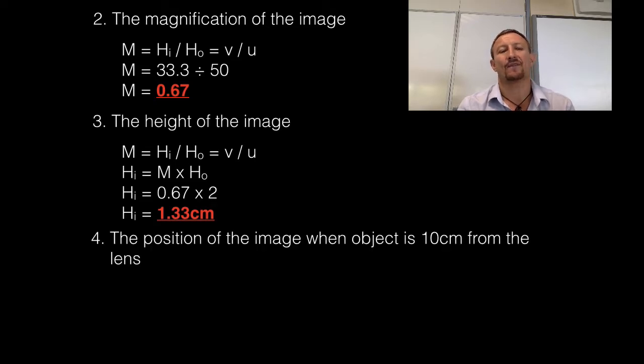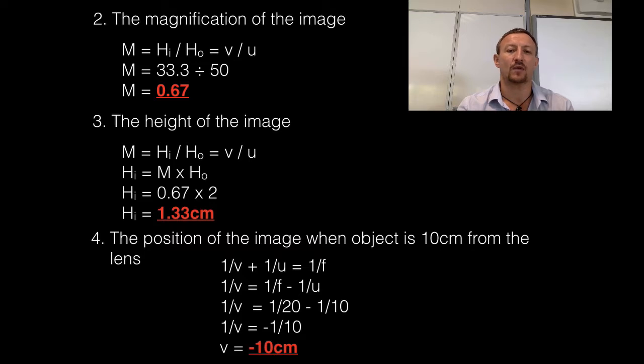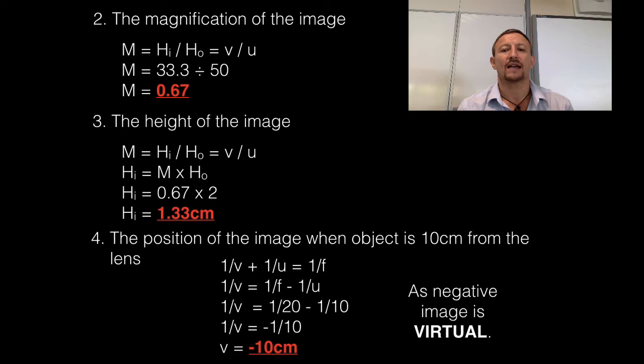Now the next one asked me to find the position of the image if the object is then moved to 10 centimeters from the lens. So I used the same formula as I did in question 1, but you'll notice as I rearrange that I get a negative value. So I get negative 10 centimeters from the lens, which means it's going to be on the same side of the lens as the object. The negative means that the image is going to be virtual. So it gives you an opportunity, by moving your object to or from the lens, we're either going to get a real image or we're going to get a virtual image.